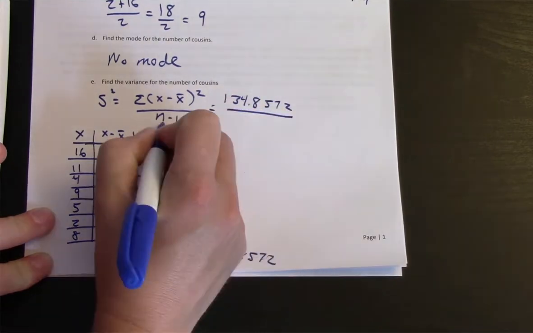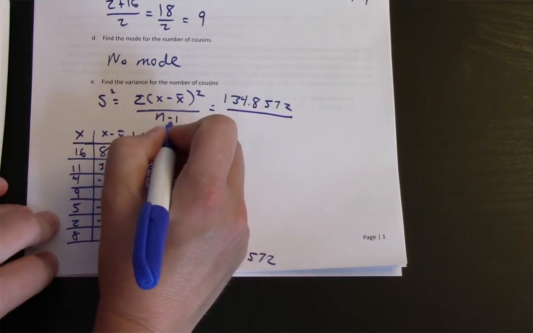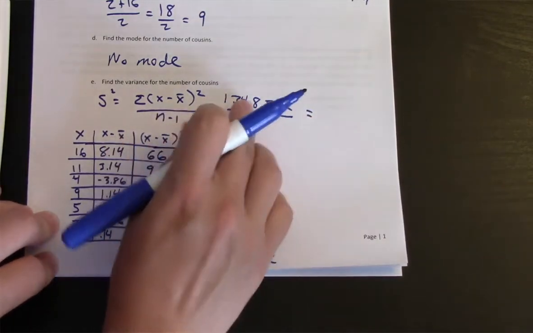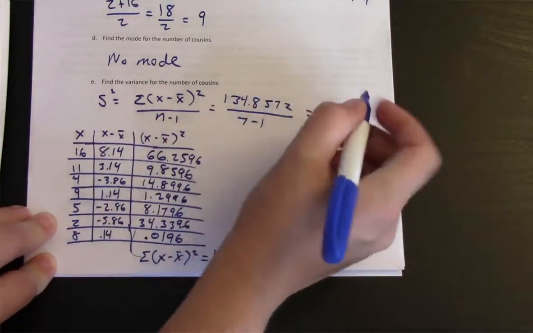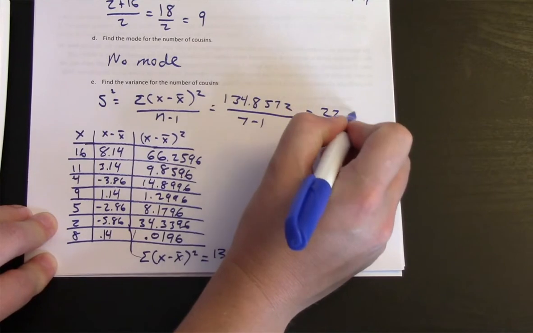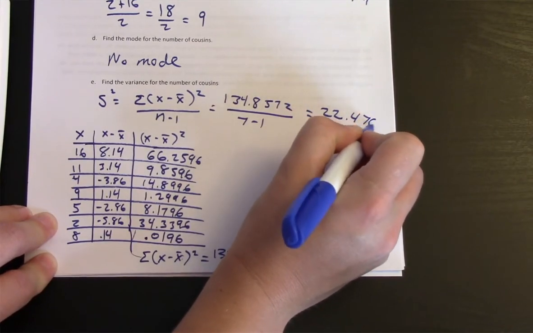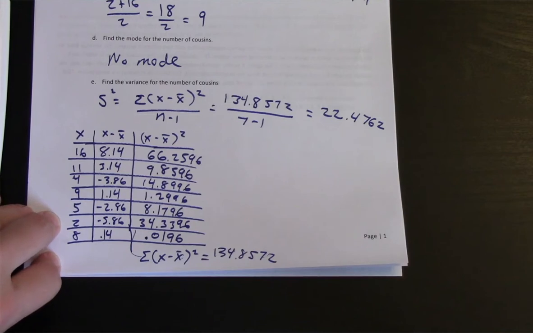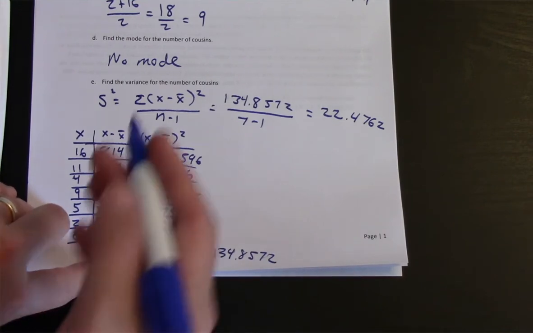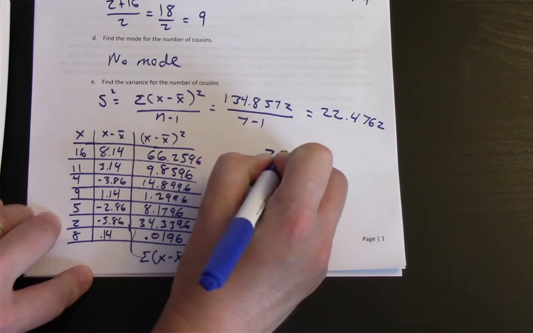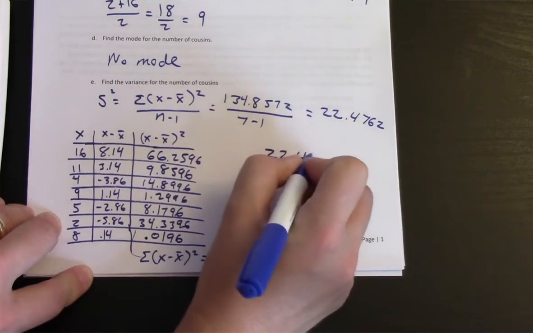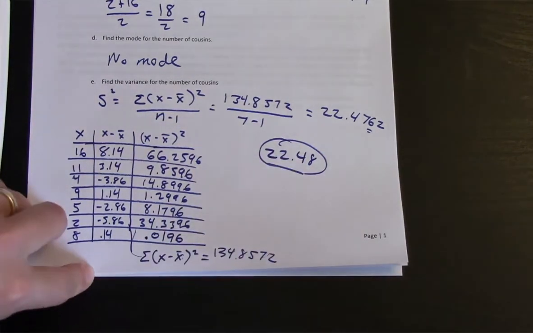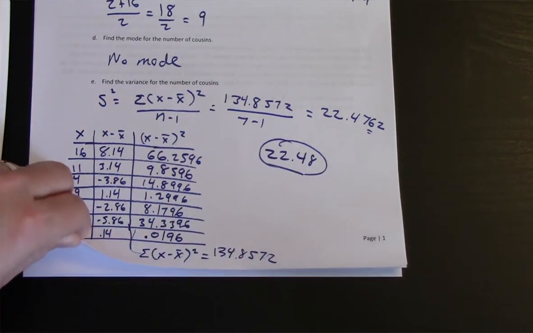134.8572 divided by n minus 1. So 7 minus 1, which is 6. When I take this and divide it by 6, I get 22.4762. If I were to round that maybe to 2 decimal places, 22.48, right? That's 6, rounds at 7 to an 8.